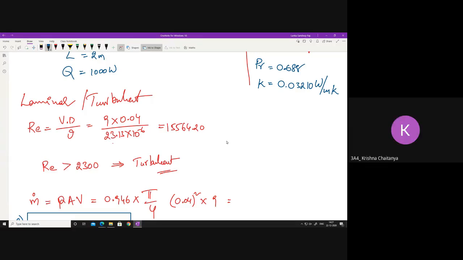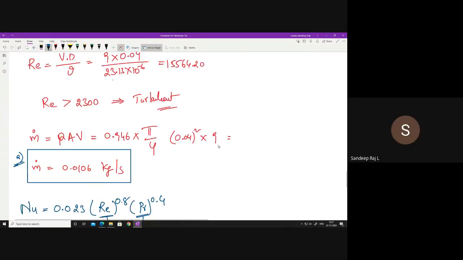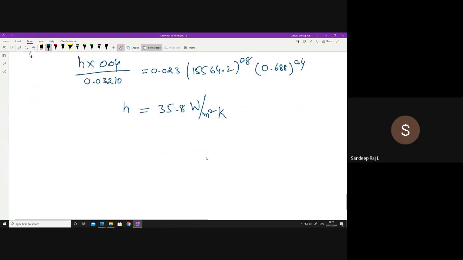It is that only, sir. Fine, 15564. Fine, then no issue. Leave it. So you got the H value, and what is asked is to find T outside. T out is what you have to find out. So how do you get this?